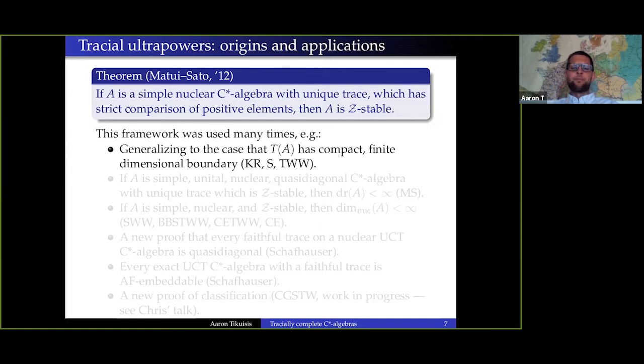And I'll point out that Kirchberg and Rådam really made some further systematic developments to this idea, the understanding of the tracial ultrapower and its relation to the norm ultrapower.